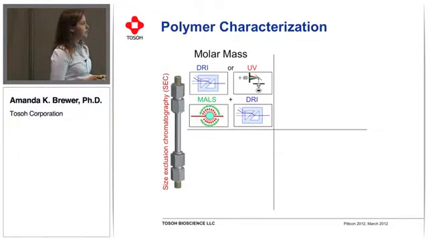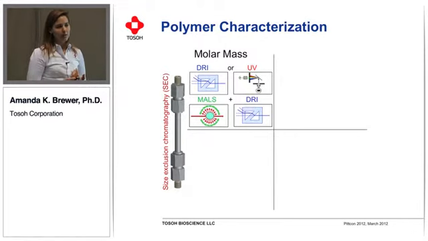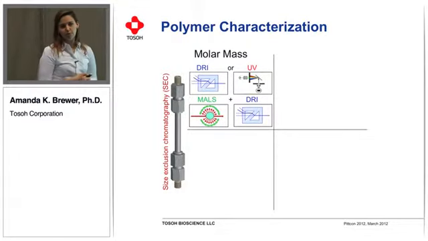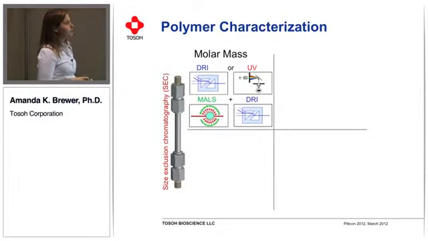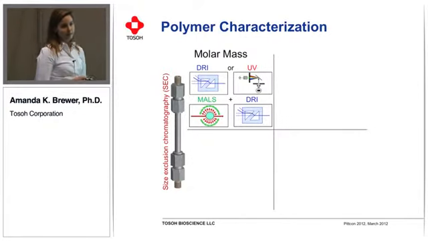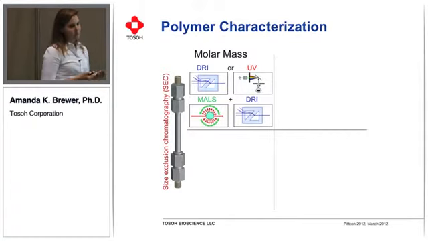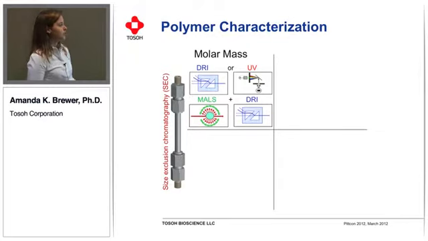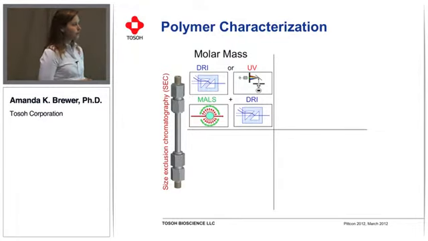And this basically means you need one detector. You need some type of concentration detector. It can either be an RI detector, a differential refractometer, or a UV detector. In general, the RI detector tends to be the more universal detector because your polymer must have a UV absorbing material in it in order to use your UV detector. So it's a more specialized polymer, or your polymer needs a more specific function to use your UV detector.